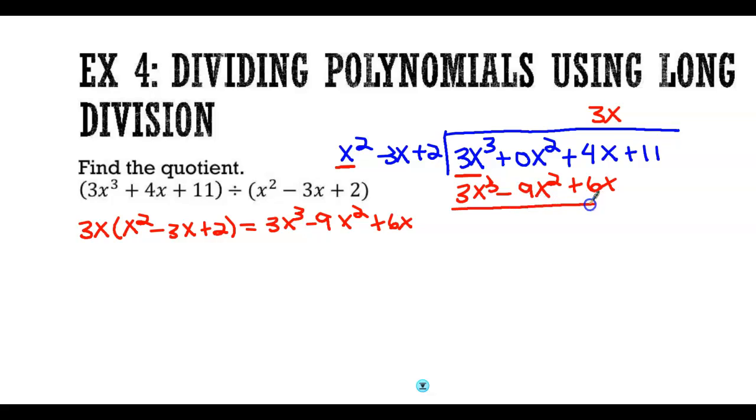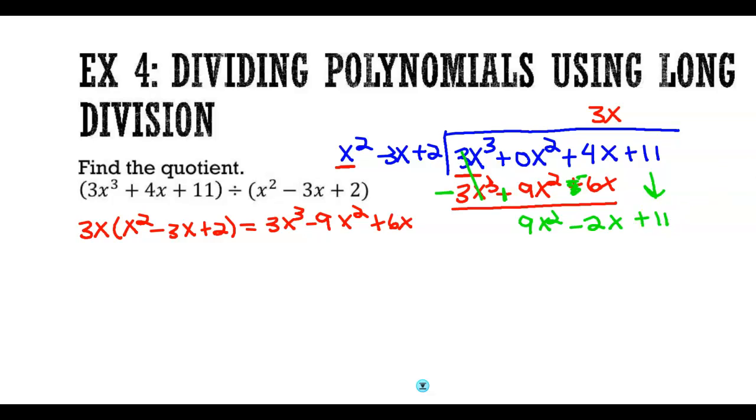And what happens right here? What do I need to do? Think back to my song. Subtract. This would be minus. All right, so that cancels. I now have positive 9x squared here. And then I have 4x minus 6x is negative 2x. Bring it down, and then bring it back.